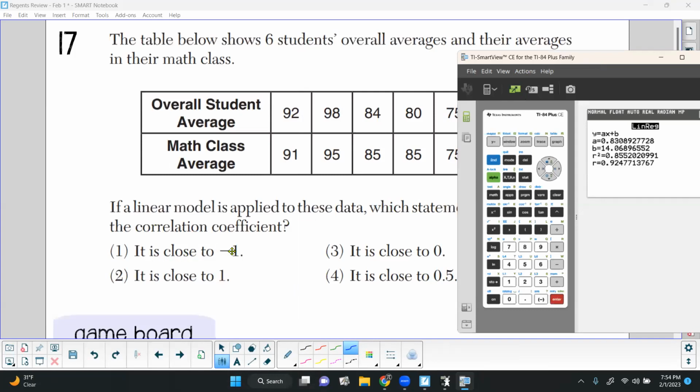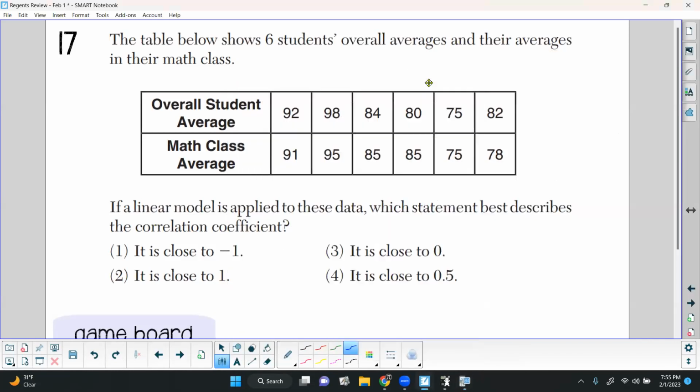Is it close to -1? No, it's not even negative, right? Is it close to +1? Yeah, I could say that. Is it close to 0? No. Is it close to 0.5? So the answer to that is yes, but it is closer to 1. It's closer to 1 than it is to 0.5.